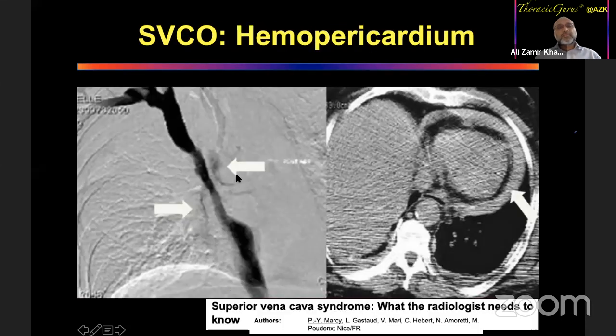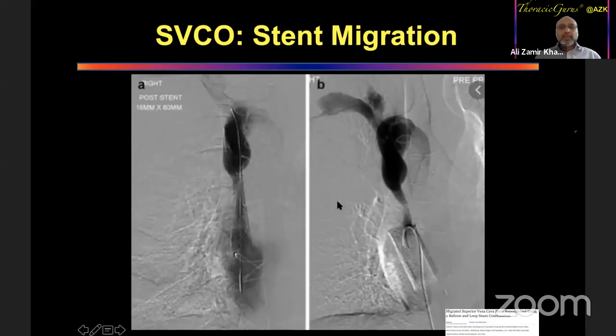Okay, this is a stent migration. This is a stent migration picture. You can see there, the stent has fallen into the RA. It is supposed to be here, but because it was not oversized, it fell into the RA, and that's not good for the patient because it then causes outflow obstruction for the patient, and it has to be retrieved.